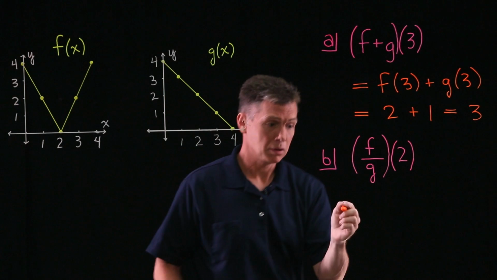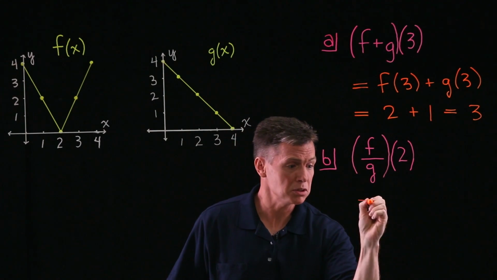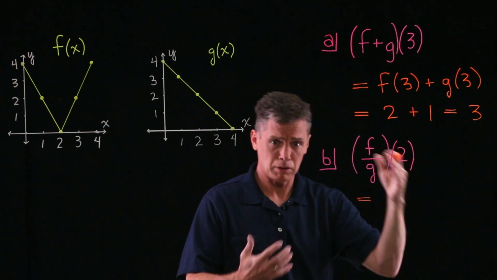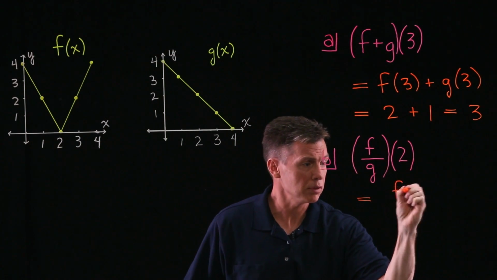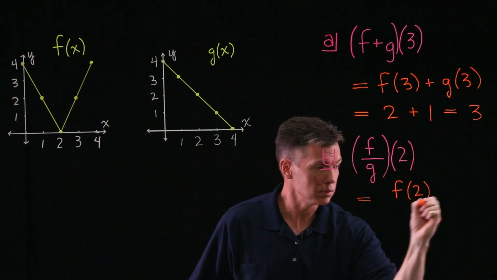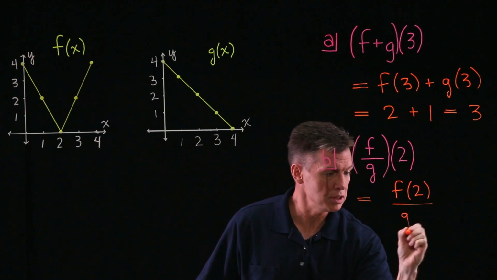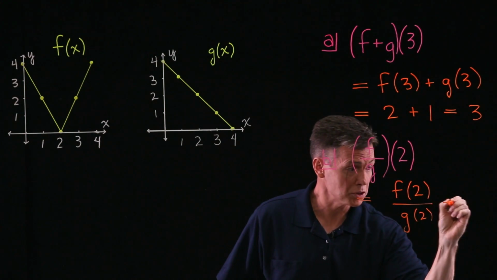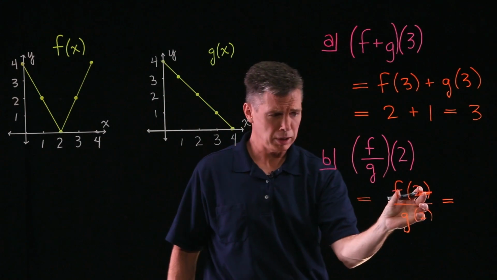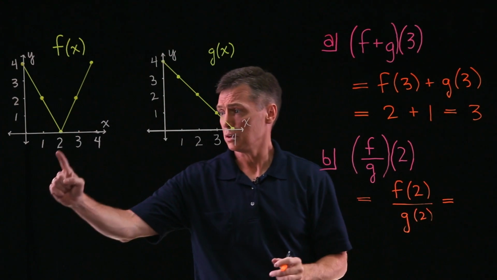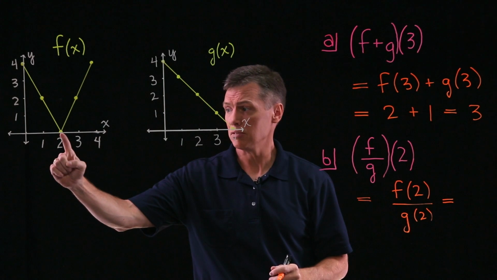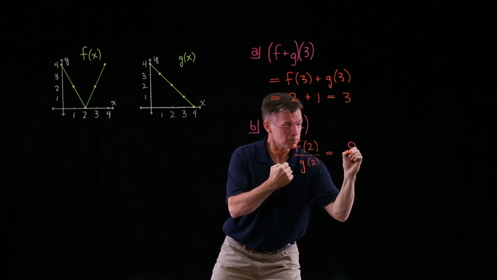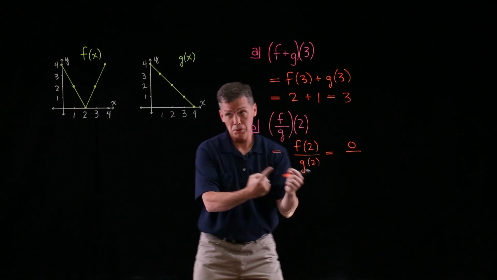Same thought process for this next one. Begin with a rewrite, understanding what this notation means. In this case, f divided by g of 2 is f of 2 divided by g of 2. And then again, function notation. So in the numerator, f of 2, there's my argument of 2. My y value is 0. So that numerator gets replaced with a 0 divided by g of 2.